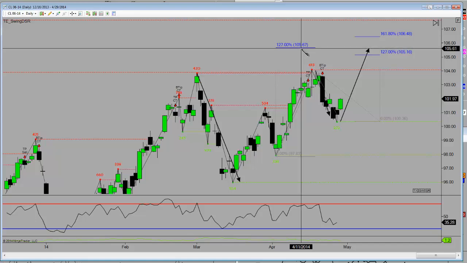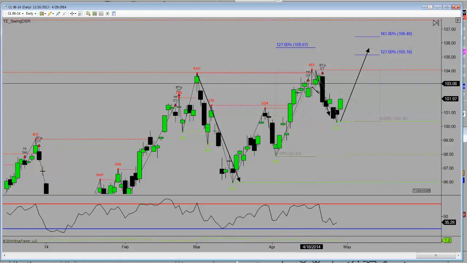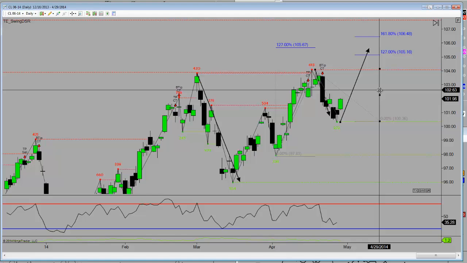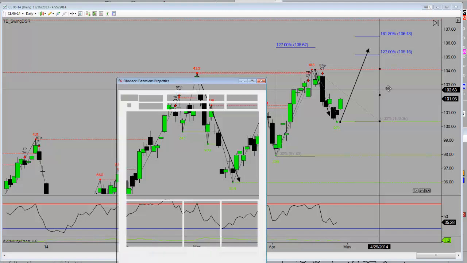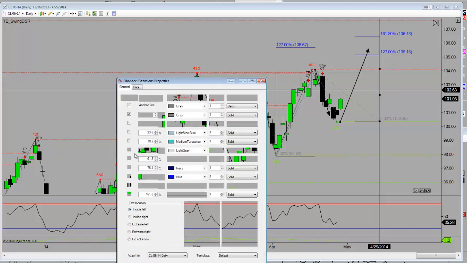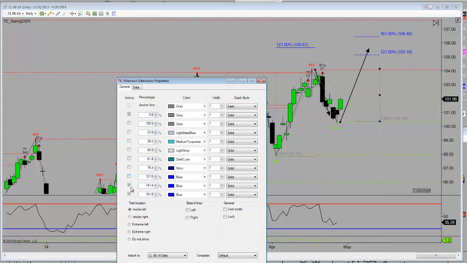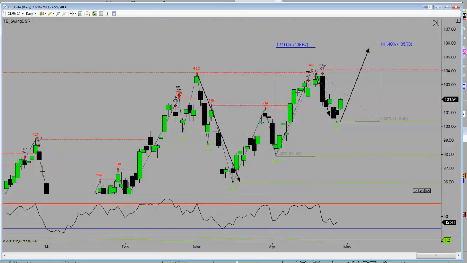The 127 fib extension of this leg up is going to come into play right at the 1414 extension of this guy right here. So let me be patient while NinjaTrader decides it's going to allow me to see the actual variables and then turn them on. There they come. Okay, so now that's a beautiful point of confluence.